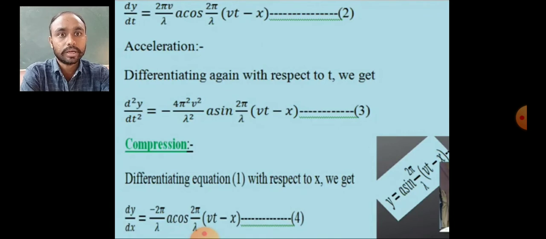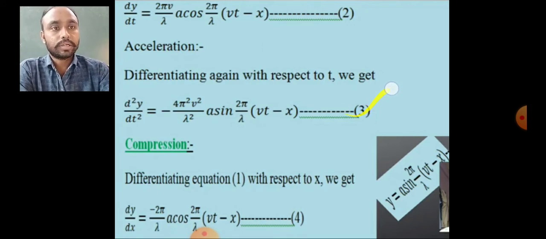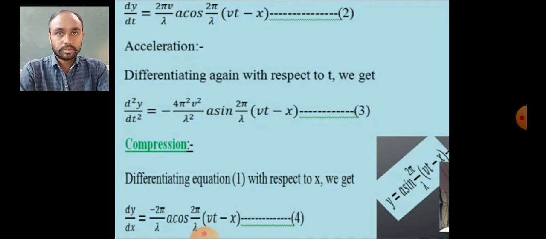Okay, and why is this minus sign here? Because the derivative of cos is minus sin, right? And this is equation number 3, and that represents the acceleration of the particle along the y direction. Okay. Now keep this aside.